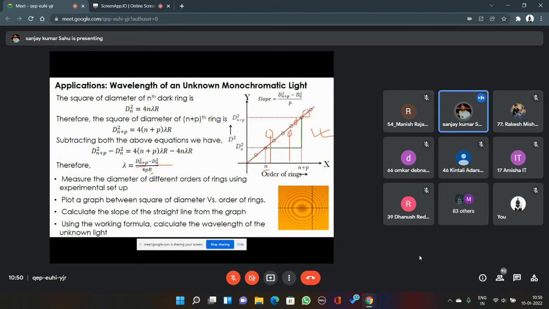In any experiment we follow this procedure: do a lot of measurements, take a statistical average, meaning take the slope of that, and then find the unknown parameter. This is the standard procedure we follow in physics or any experiment, to minimize the error. So this is one of the applications of Newton's rings experiment, to find the wavelength of a monochromatic light source or non-monochromatic light source.